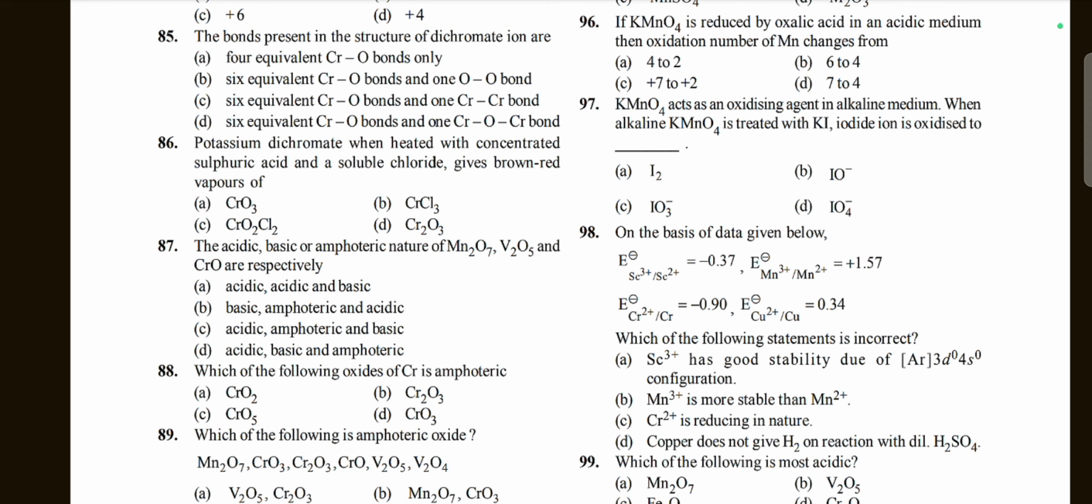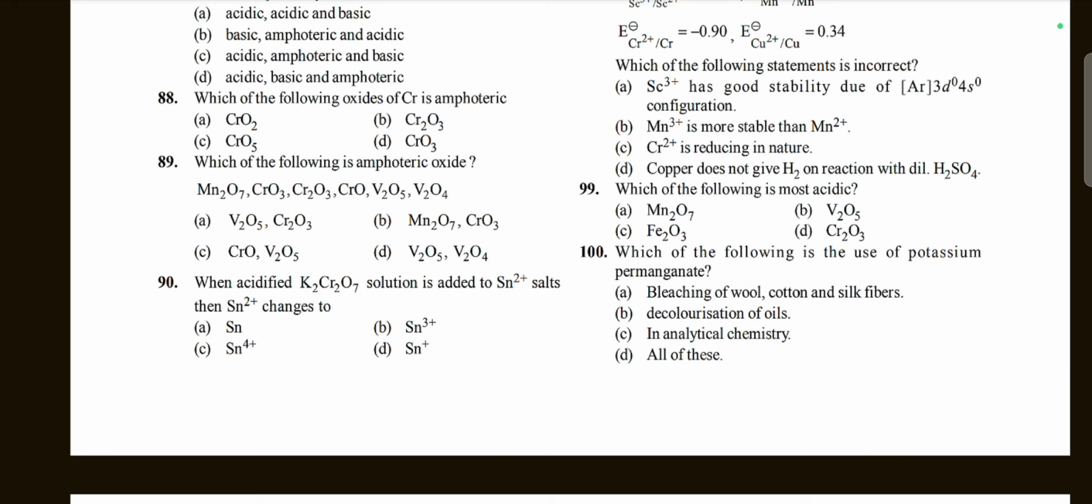Which of the following oxides of chromium is acidic? So CrO2 is amphoteric in nature. Option A will be the answer. Which of the following is amphoteric oxide? Sorry. So here V2O5 and Cr2O3. Option A will be the answer.